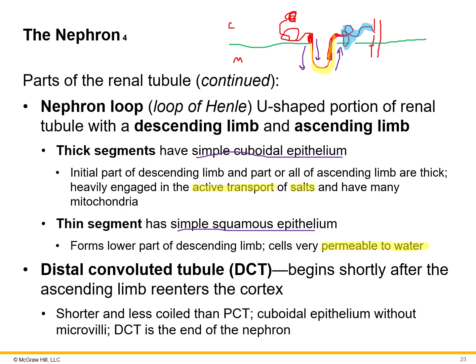Now, cells in this area. The tube itself, the distal tubule, is shorter, it's less coiled, and we get specifically cuboidal epithelium. But we don't see nearly as much microvilli. So what does that tell us? We don't see as much microvilli. That means we're not going to see as much absorption. Less absorption will happen in this area because we don't care quite so much about surface area.